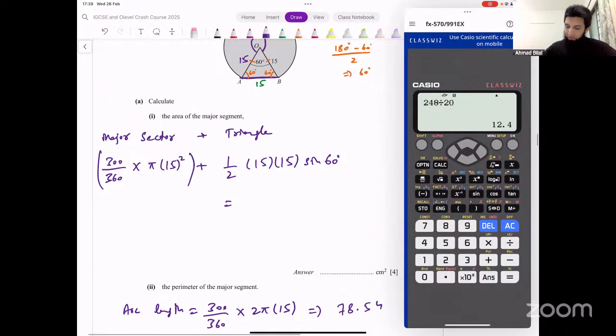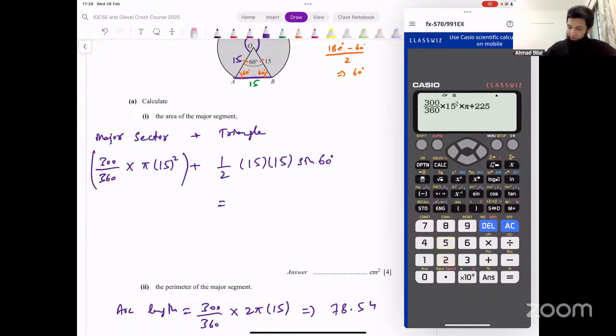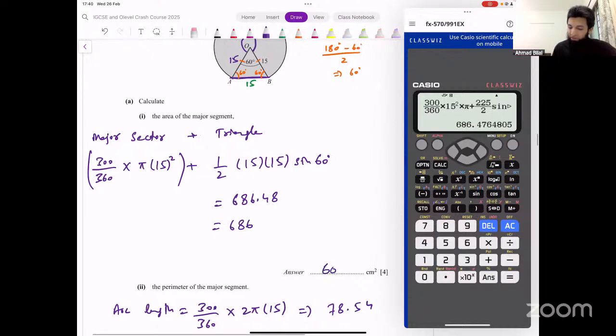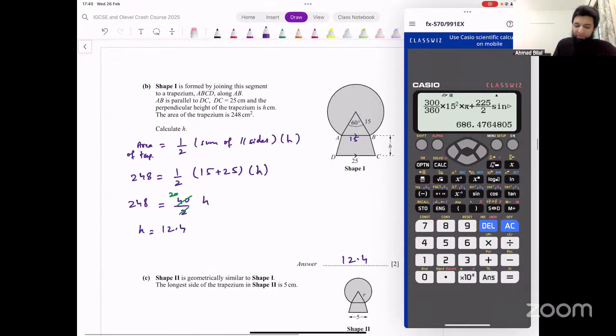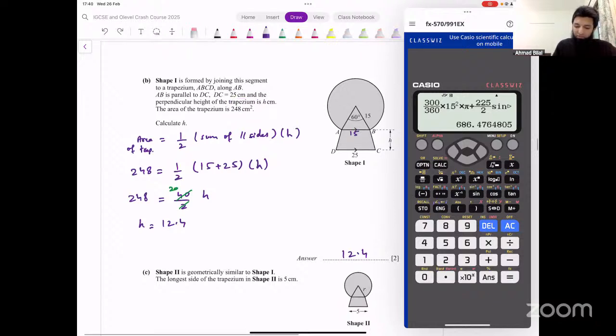Let me do that quickly now. 300 over 360 times 15 squared times pi plus, I would recommend that you do it separately. This is more prone to errors, what I'm doing here. Sine of 60. Look at my calculator. Gradient model is correct in that. Okay, so this is giving me 686.48. And that rounds off to 686 to 3 significant figures. This is 686 centimeters squared. That's the area of that segment. Then they gave us that the area of the trapezium is 248. Let's use that here.